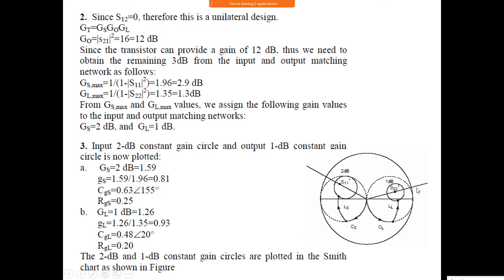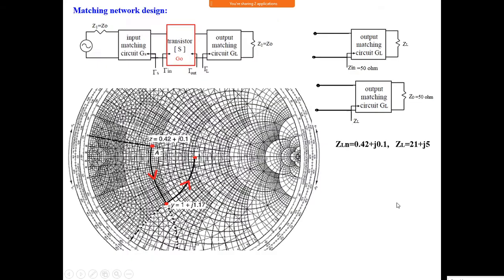This is a 20 degree here, from here 20 degree, and this is 0.48. 0.48 multiplied by 6, you will get this distance. That is the center of the circle. Next, 0.2 multiplied by 6, 1.2, you take 1.2 and draw the circle. This is called the load circle. You can choose any value of ZL over this, and that gives the gain equal to 1 dB.